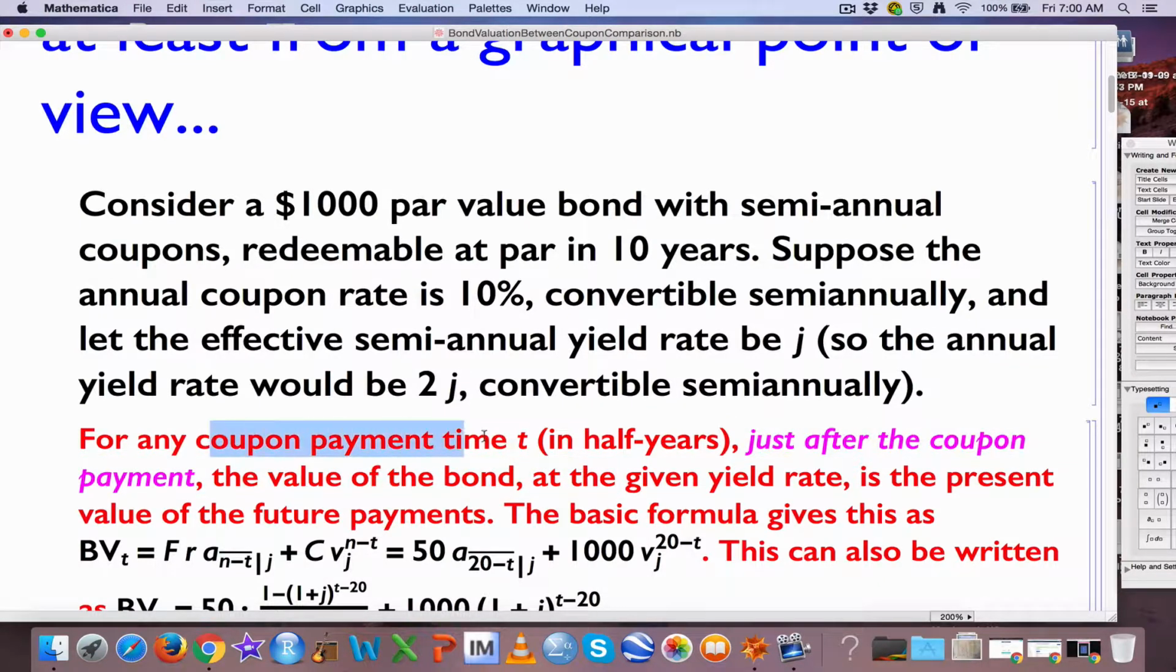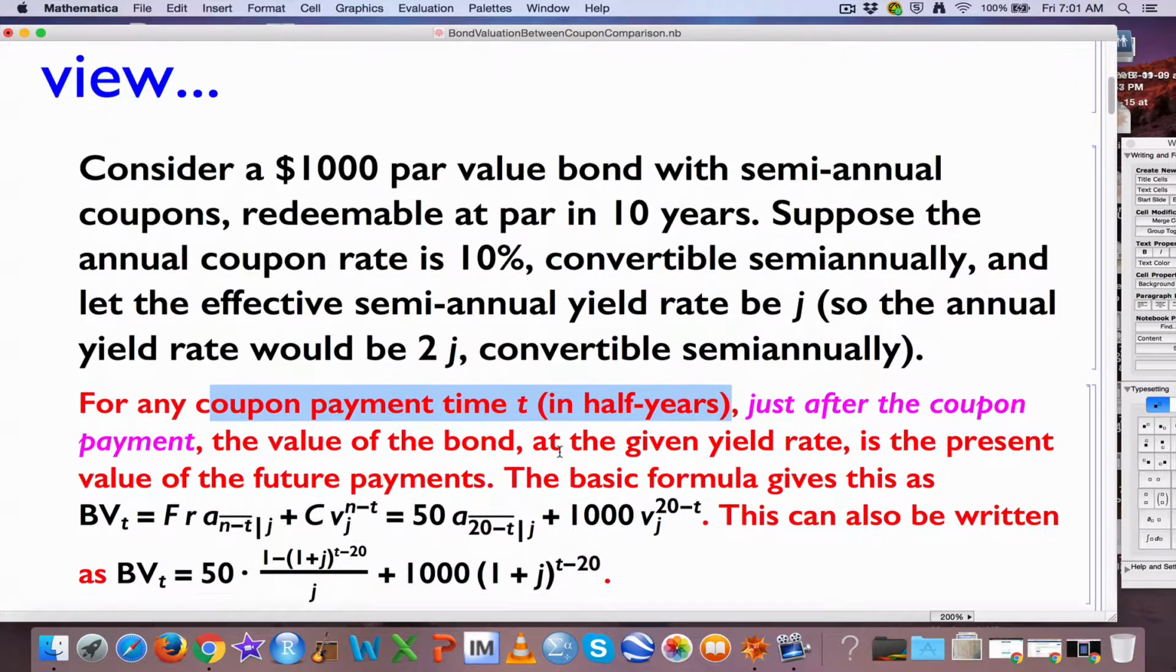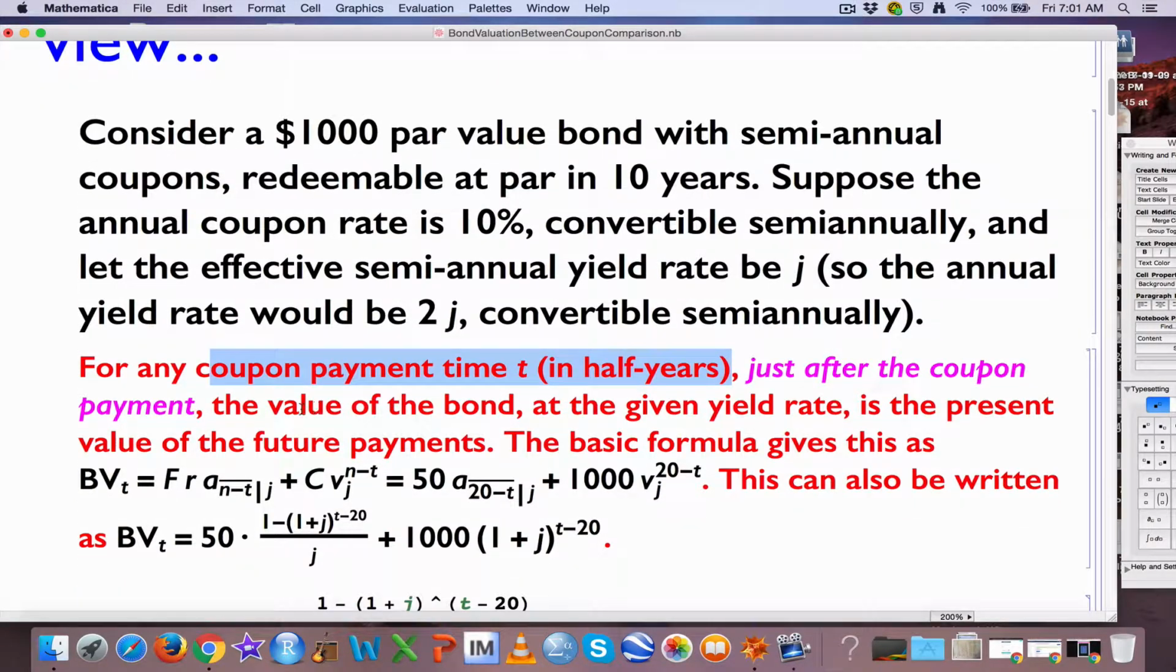So we're going to think about a coupon payment time t in half years, but t is going to be a non-negative integer, a whole number, 0, 1, 2, 3, 4, 5, etc., up through 20. These are in half years. This is not a time in years. It's every half year.